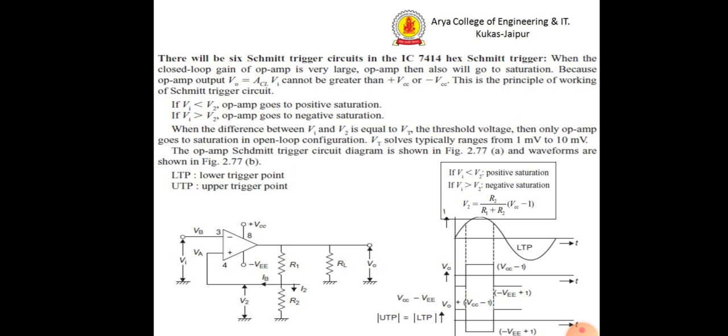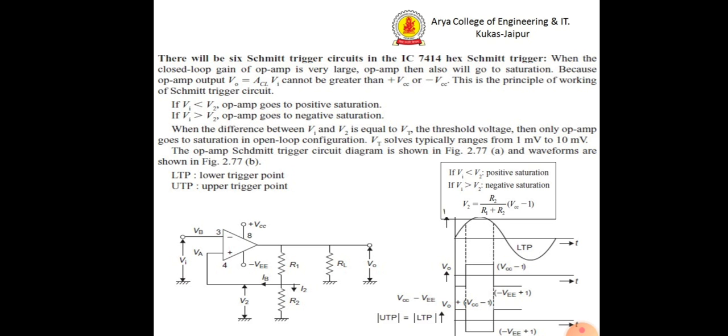The op-amp will act as a comparator, which we have already discussed in our earlier lecture. It will change the state depending upon whether the input Vi is greater than V2 or not. When Vi is greater than V2, the op-amp will saturate to the positive voltage value and give the output almost equal to Vcc minus 1 volt.